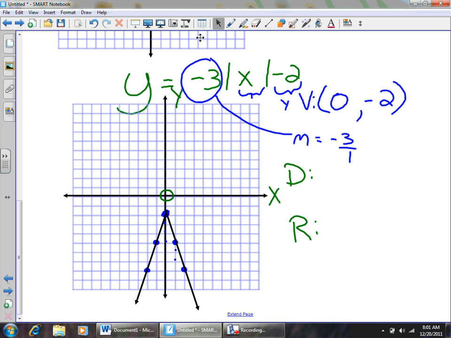To do my domain and my range, in this case, my domain will end up being all real numbers because there is no x that will not be a part of this graph. I can put any number in for x. My range, however, will not be all real numbers because I notice at the vertex, the point 0, negative 2, that's the highest point of this graph. No y value will be higher than negative 2. That means y must be less than or equal to negative 2.